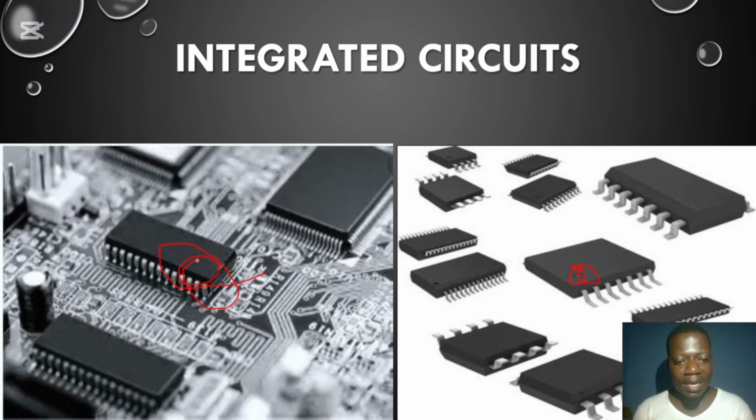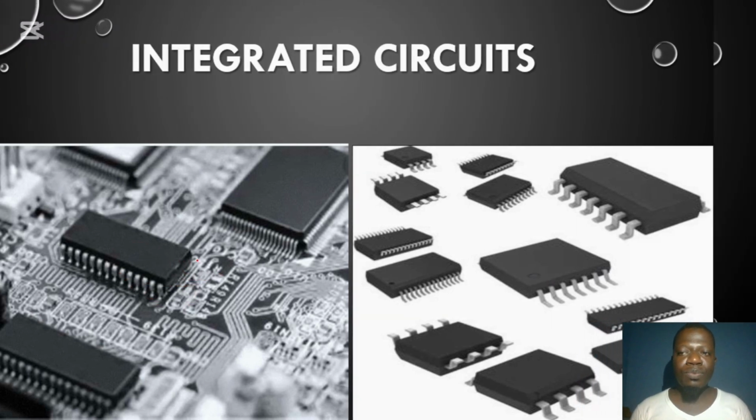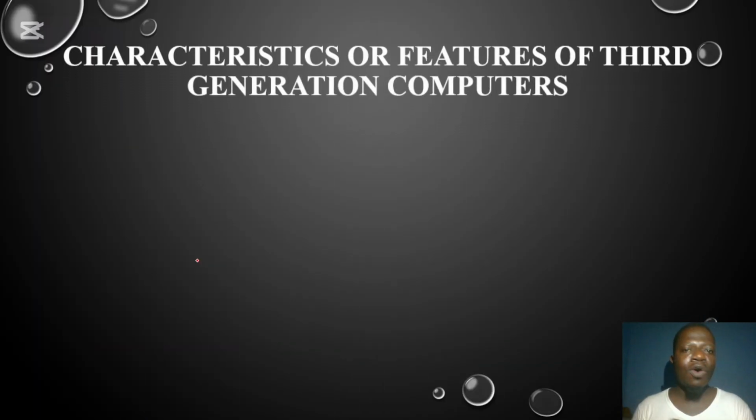So be paying attention to each of these technologies that were used in the various generations of computers, because these drawings or these pictures can be drawn for you to identify these technologies. I hope that is clear. So let's move on to look at some characteristics of the third generation of computers.